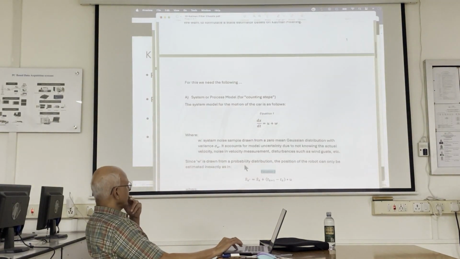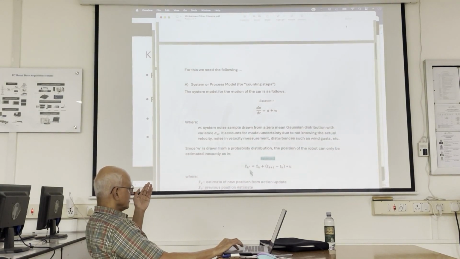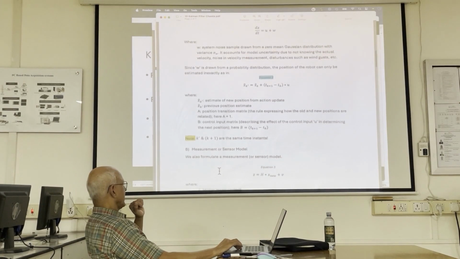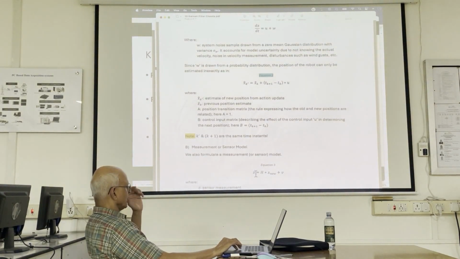Since W is drawn from a probability distribution, the position of the robot can only be estimated inexactly like this. You see? That's why you don't put a W here. I'm saying this is an estimate. You remember this equation? So this was a steps update. And then now we have a sensor model. We don't call it Y now, we call it Z.